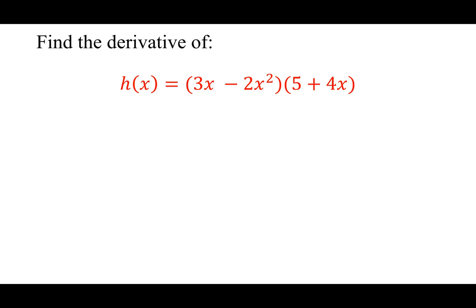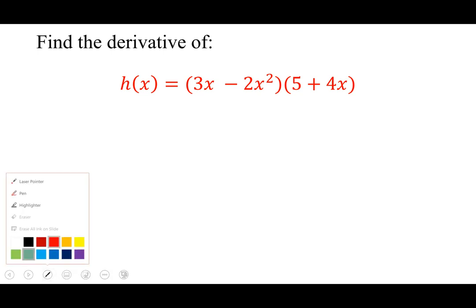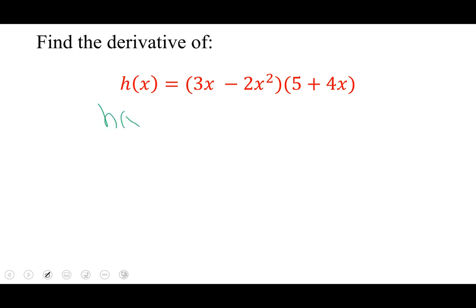Let's say that you were given a problem like this, h of x equals, and you were asked to find the derivative. Currently, since you don't know the product rule, the way that you would take the derivative of this question would be to start by actually multiplying the polynomial out and then taking the derivative one step at a time. So why don't we go ahead and do that first, just as a good review.